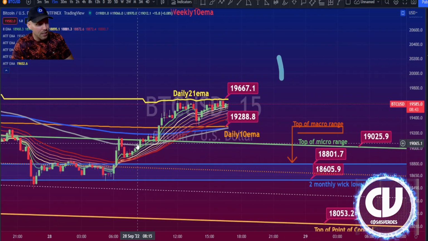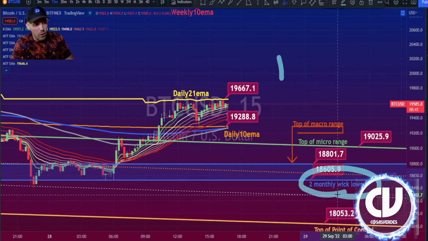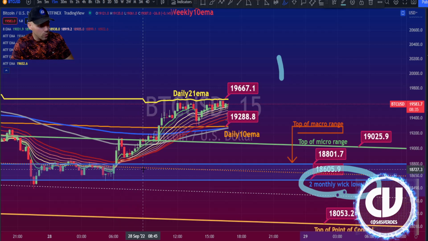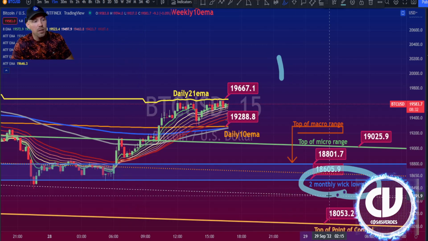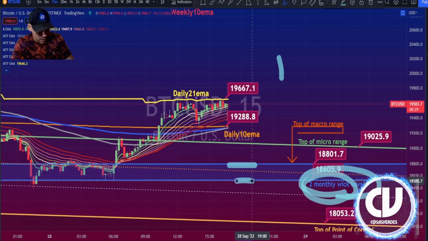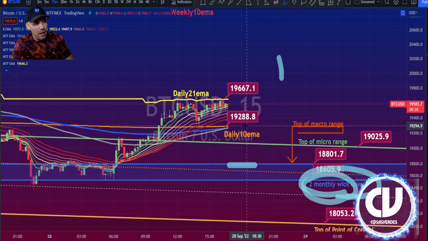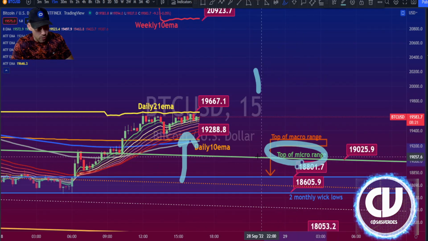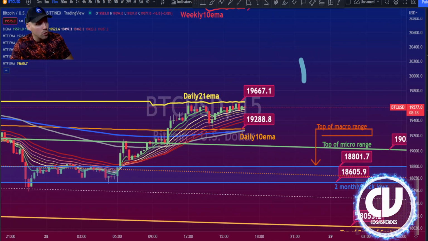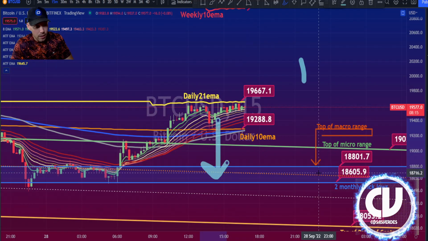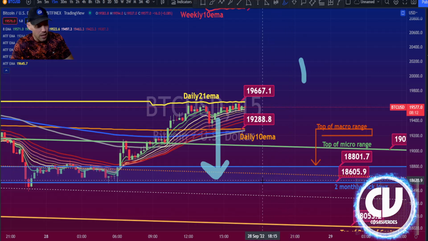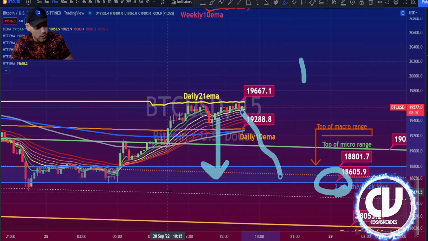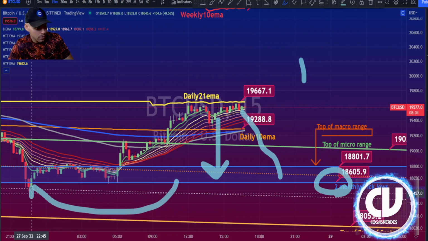But what could happen is you have 2 monthly wick lows, from July and August. So July and August monthly candle wick lows are this box. One is here, one is here. If those 3 things I just mentioned happen with regard to the daily 10 EMA and the top of the micro range, price might want to overshoot this orange line, sitting around 18,700, and hit more specifically this 2-month wick low before it finds support, almost exactly as it did back here. See that?